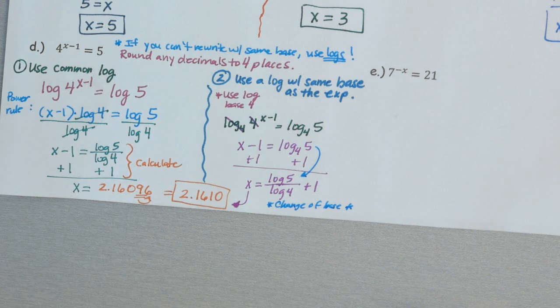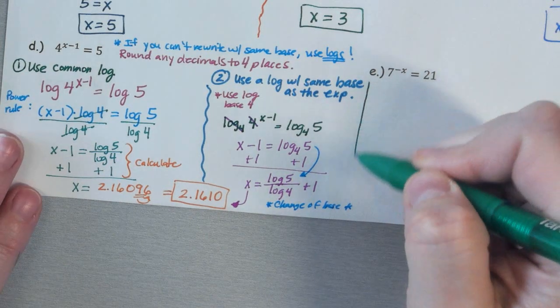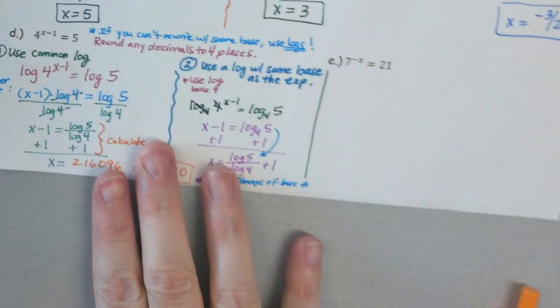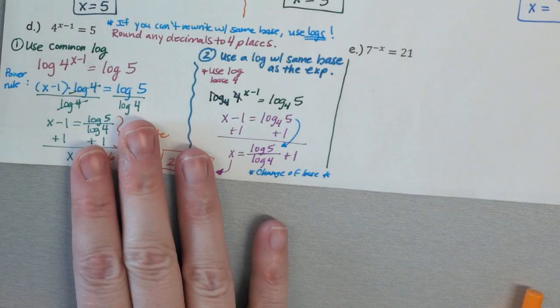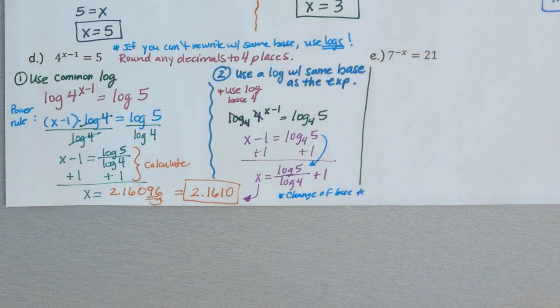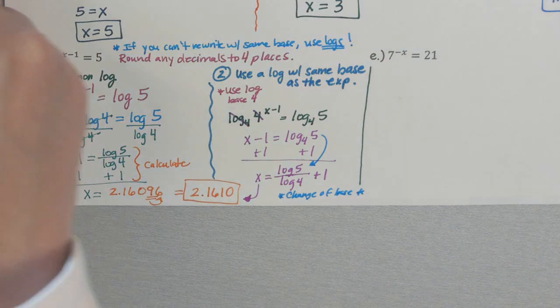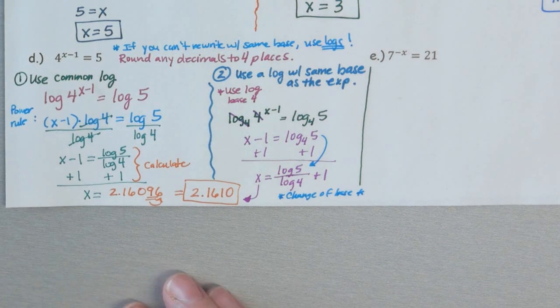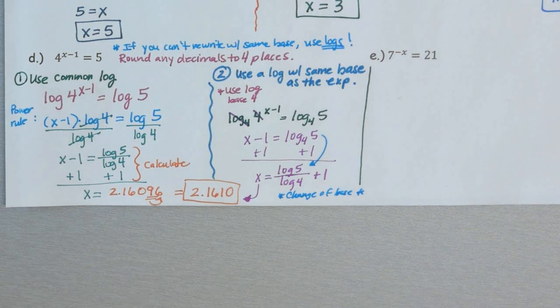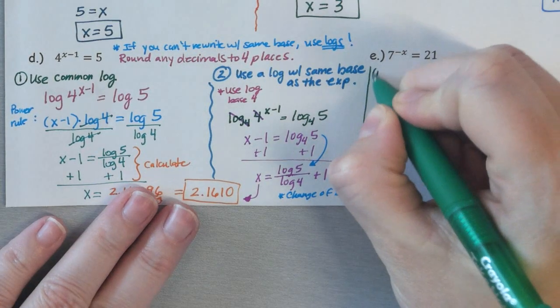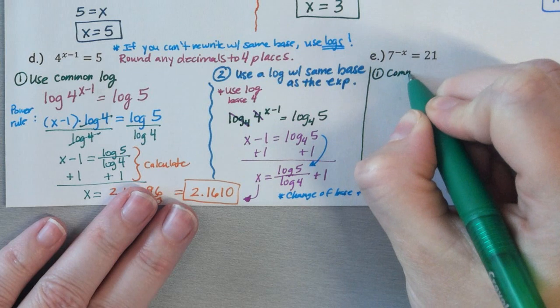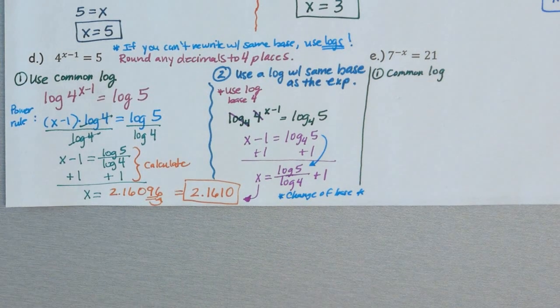So you can decide which one you like better, and you can use that one. Is there one that you guys prefer over the other at this point in time? The second one? Common log? All right, so for this one, we'll do both again, and then you guys can decide. So let's do both of these. Will you guys write out the step for the common log? Write that out for both sides.